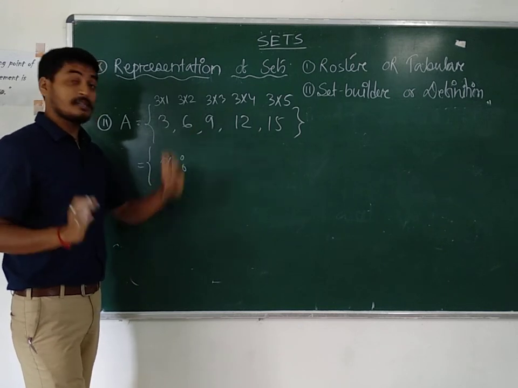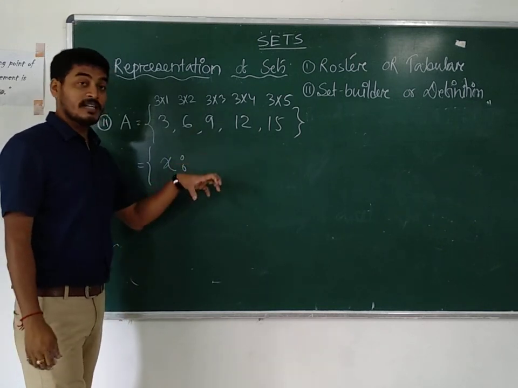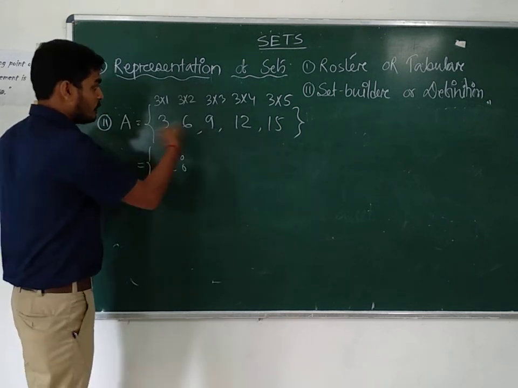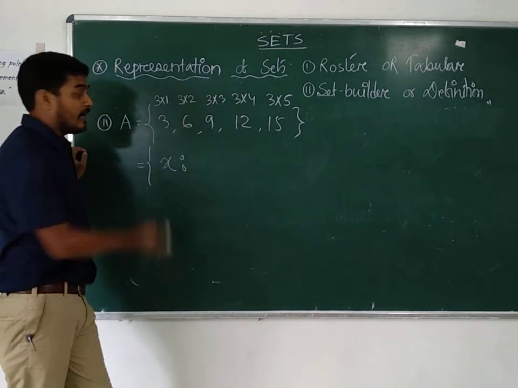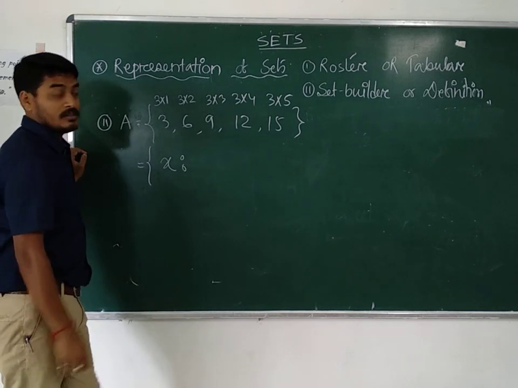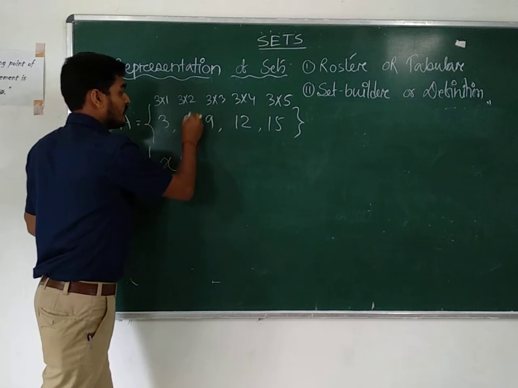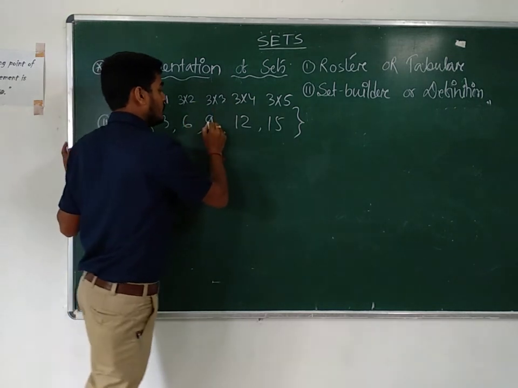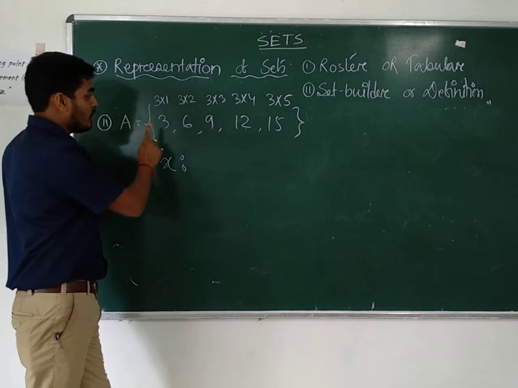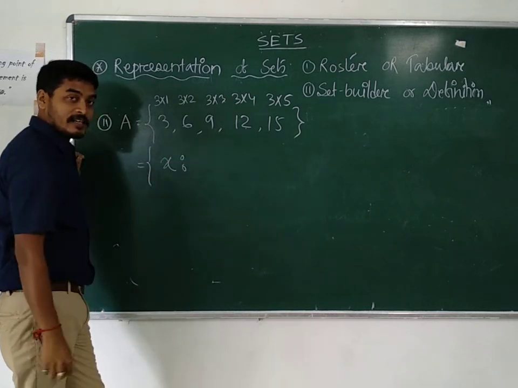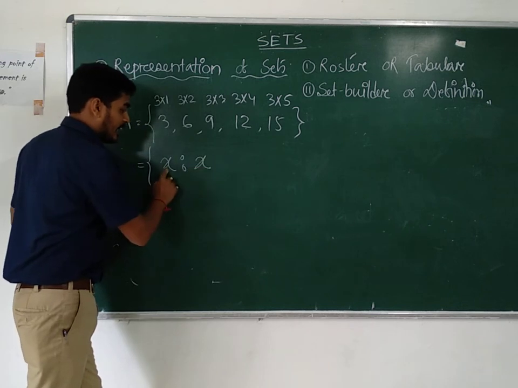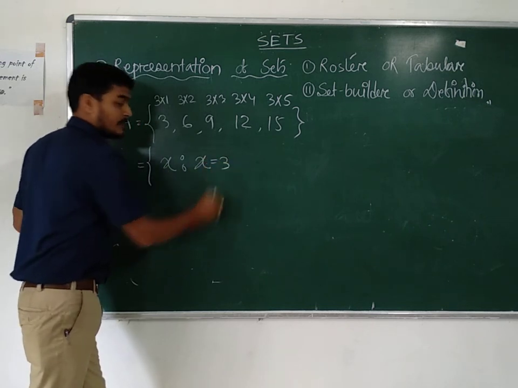Here we have so many different conditions. Maybe I have got this one: these are all multiples of 3. 3 multiplied by 1, 3 multiplied by 2, 3 multiplied by 3 is 9, 3 multiplied by 4 is 12, 3 multiplied by 5 is 15. That means whatever elements there are, all are multiples of 3. That means x, an element, belongs to the multiples of 3.